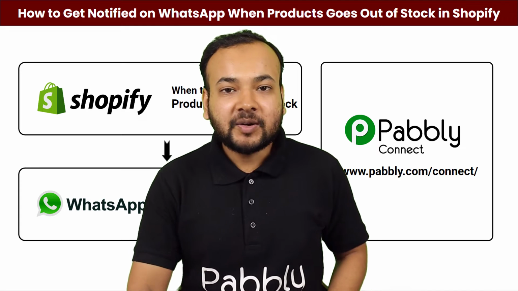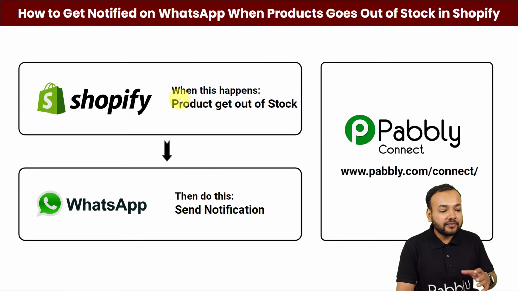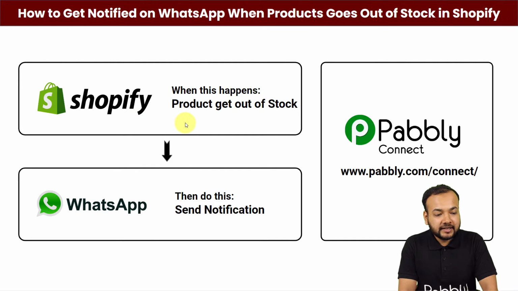So guys, you can see on my screen, this is the flow of this automation. Here we are using Shopify to create an online store. In place of this, you can use any other shop building application like WooCommerce as well, right? And here, as and when any product gets out of stock, a WhatsApp message will be delivered to you as a notification telling you that this product got out of stock and you have to update it.